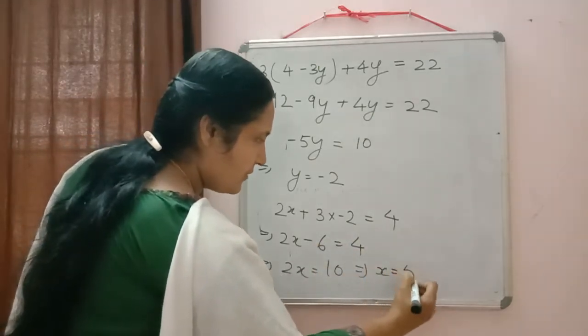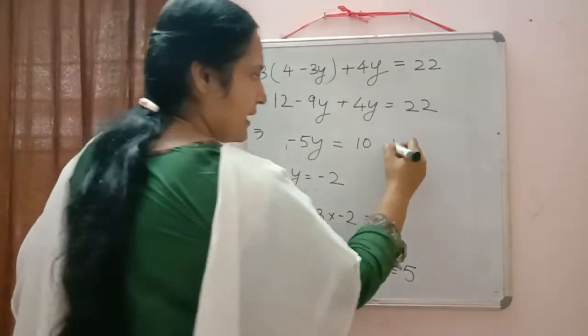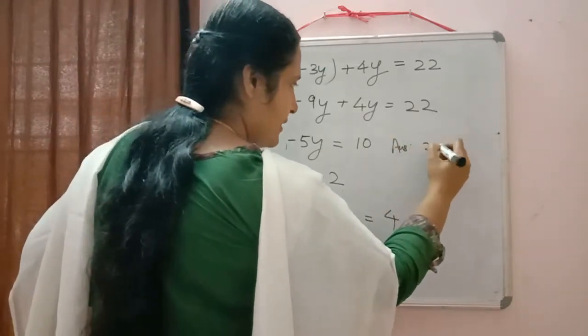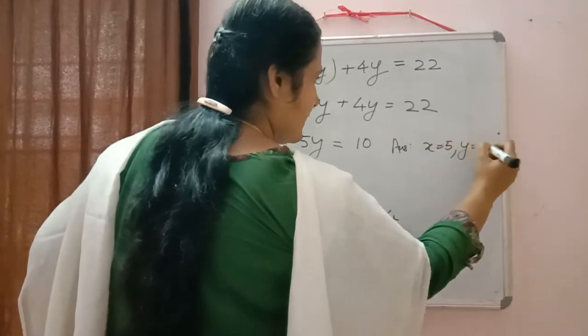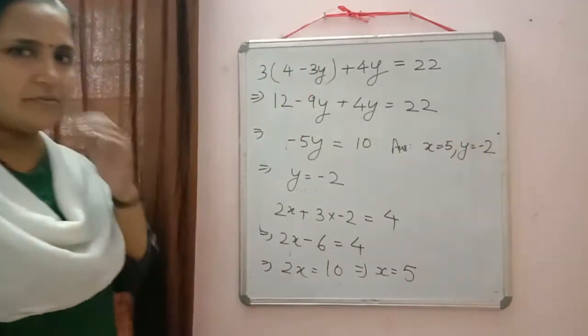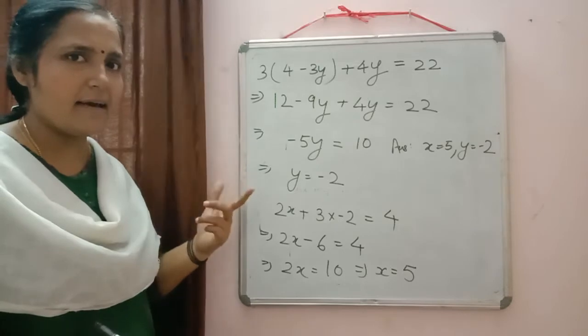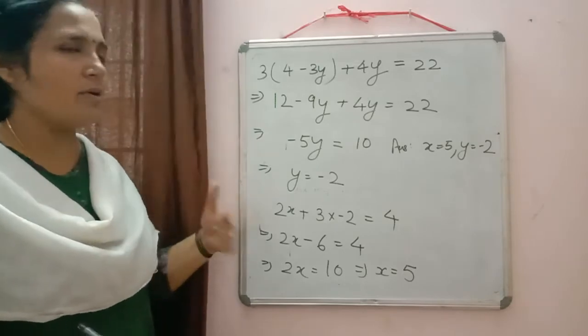Then x is equal to 5. So write down the answer: x is equal to 5 and y is equal to minus 2. I think that this method is getting clear. Yes. Now we will solve some more questions.